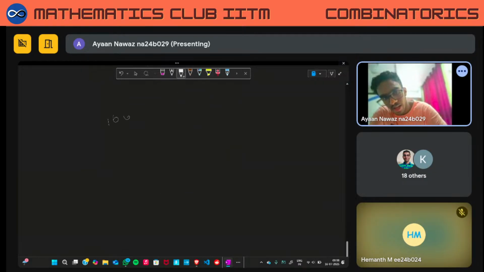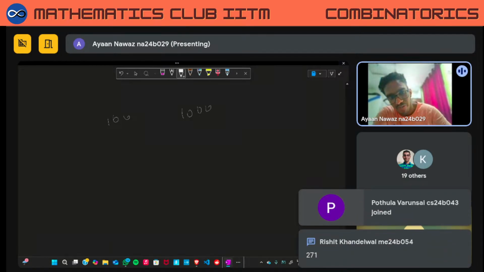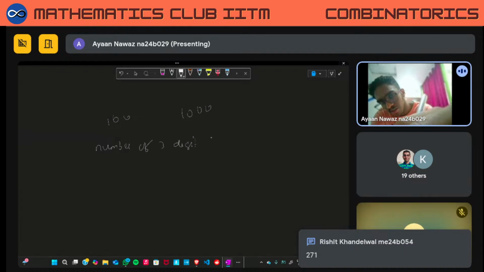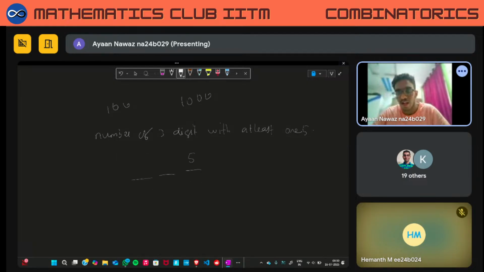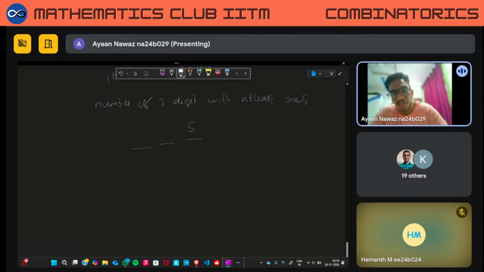100 and 1000, right? So what they're asking is the number of three-digit numbers with at least one five, right? So three-digit number. Suppose the last place is a five, and to make our calculation simpler, we will not fix five in the first and second places. We will add them up later on. We'll add the cases up using the addition principle.